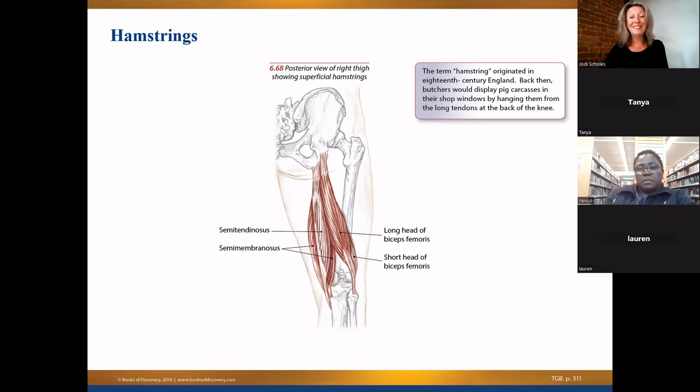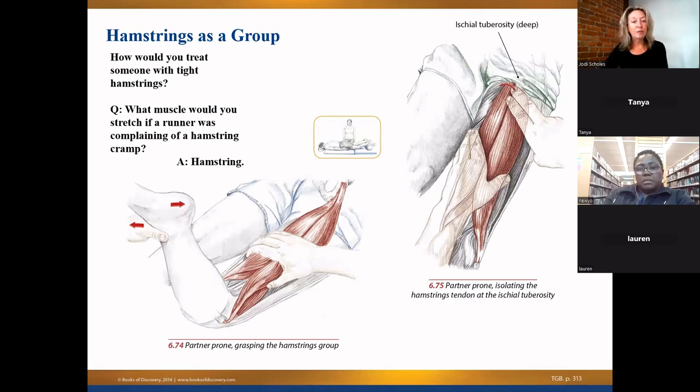So a little fun fact here, the term hamstring originated in England. Butchers would put different pieces of meat, would hang them in the window. And so hamstrings. And so the long tendons, that would be where they hung the pork. Wow, weird. Okay, so the hamstrings as a group, you can see here.